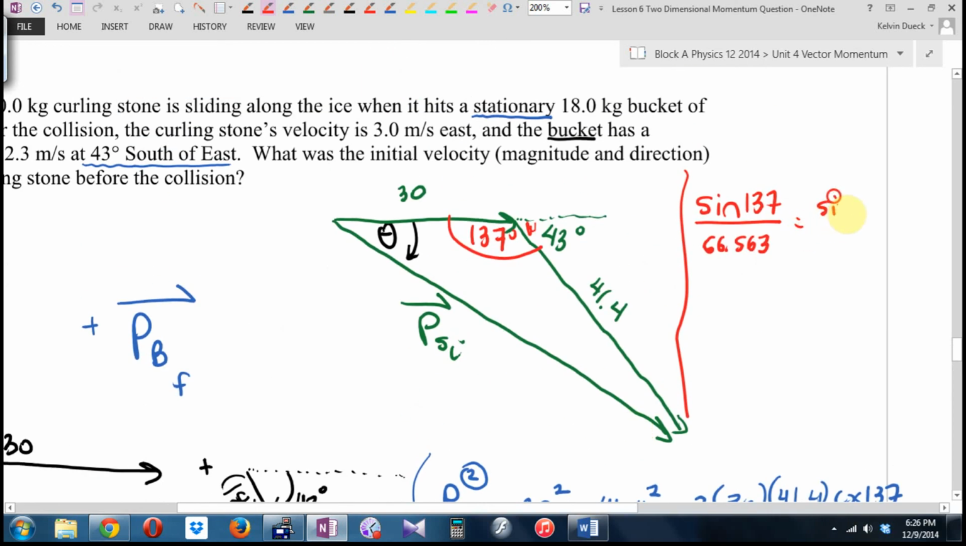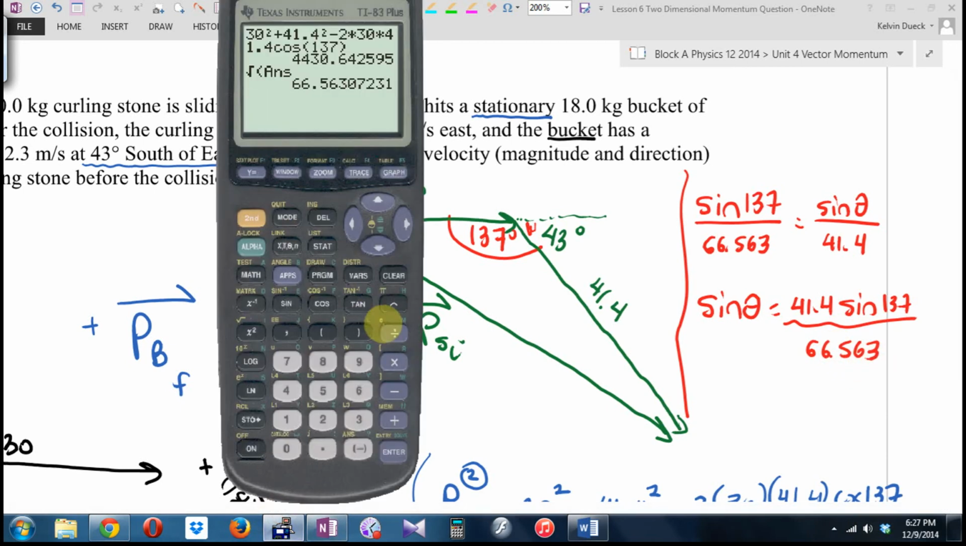Equals sine of mystery angle theta over 41.4. Again, this is one fraction equals one fraction. I'll get sine theta equals 41.4 times, this will move diagonally, right? Sine 137, all divided by 66.563. Now, if you had divided by the mass, which was 10, and you want to get your answer button back, just multiply by the mass again. There's our original momentum. It's going to be 41.4 sine 137 divided by answer button.